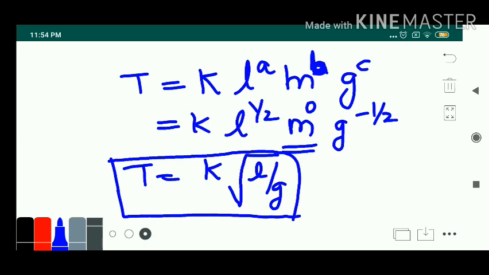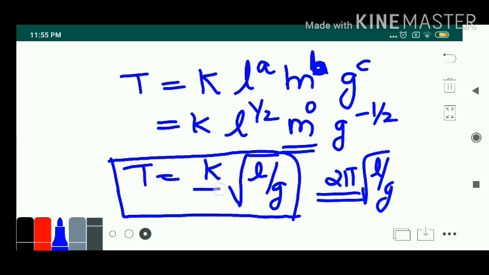Not the exact one. Exact equation is 2 pi into root of L by G, guys. This 2 pi is the constant value. That is the problem of this method, because you cannot get the exact value of this constant value. You just get a relationship between time period, length and G. By how much or how the time period of a pendulum is depending upon its length and acceleration due to gravity can be deduced by what? Dimensional analysis. You cannot find exactly by how much, but you can get a rough idea.